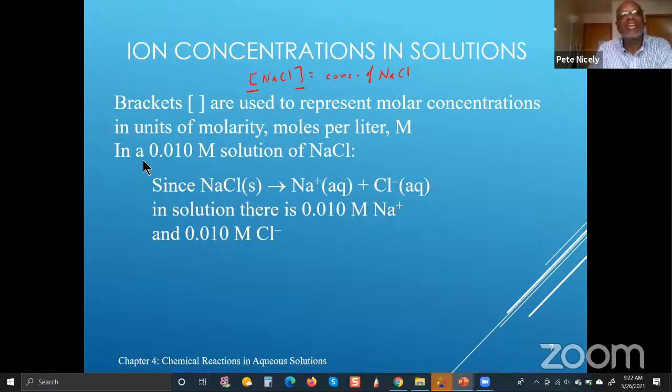So if the solution originally was 0.010 M sodium chloride, that means that the concentration of Na+ would be 0.010, and the concentration of chloride ions will also be the same, 0.010.